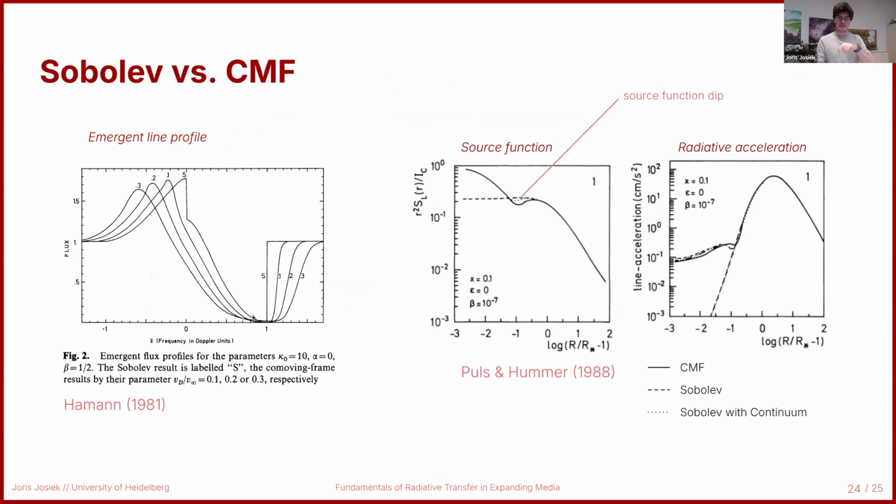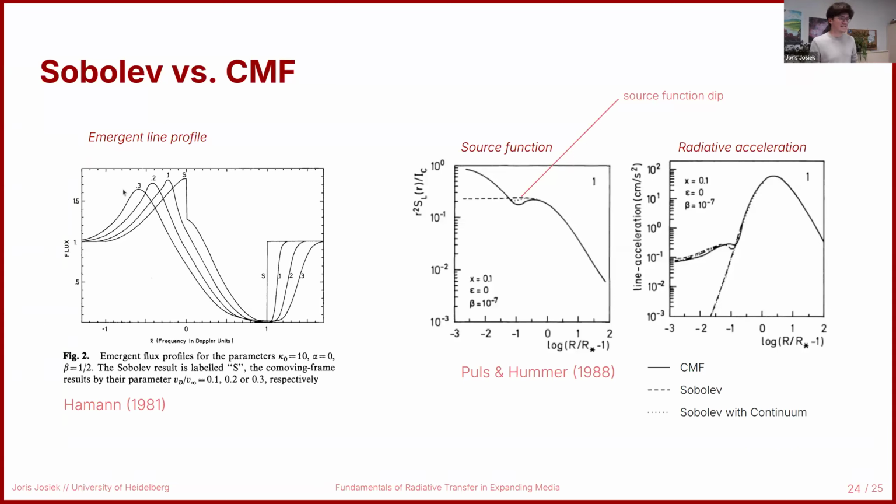So you have this typical P Cygni profile that we see. And you see the Sobolev solution, which is the line that has this sharp drop. And then you have solutions for different v Doppler over v infinity. What this v Doppler is, is the velocity of the random motions of the particles. So this is not just the thermal velocity, but it includes turbulence. So it can be quite big if we have a lot of turbulence in the star. And here you see how it is for 10%, 20%, or 30% of the terminal wind velocity.